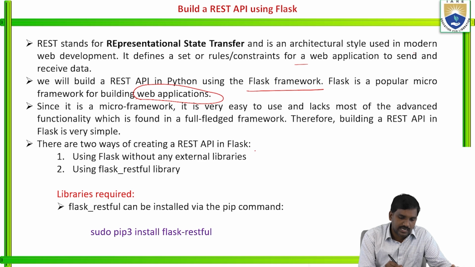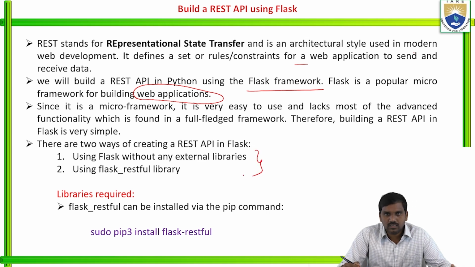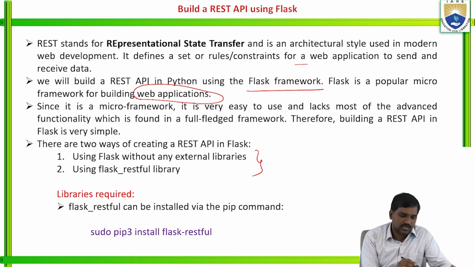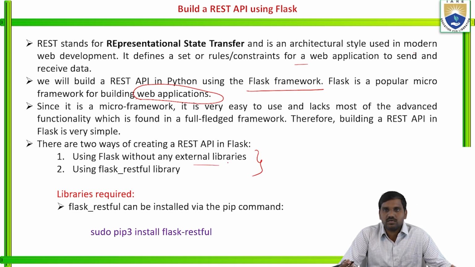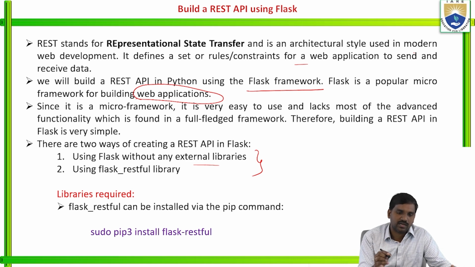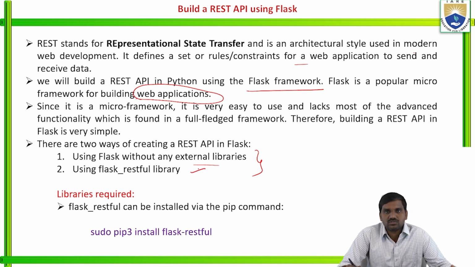In order to create a REST API using Flask, we have two methods. One is using Flask without any external libraries. In Python we have so many libraries, like NumPy, Pandas, and so on. Among those, one method is Flask without any external library, and the other is using the Flask RESTful library. So here we have two methods.